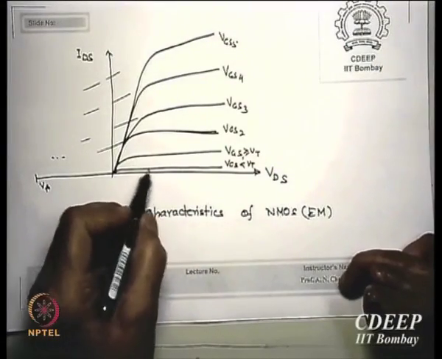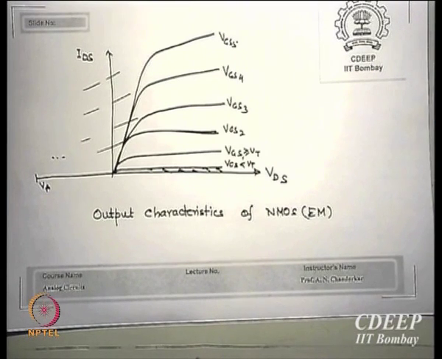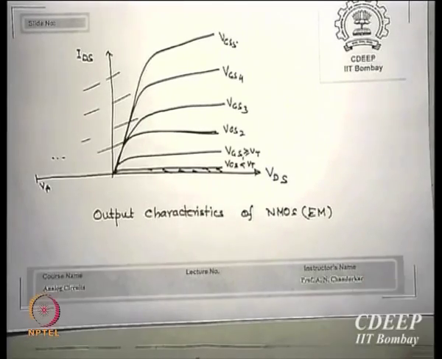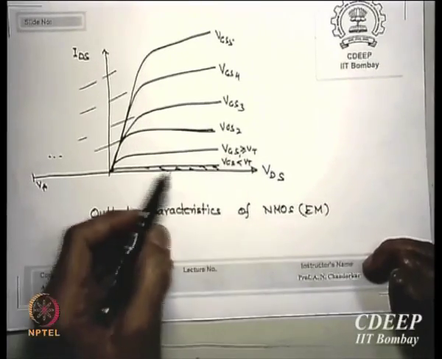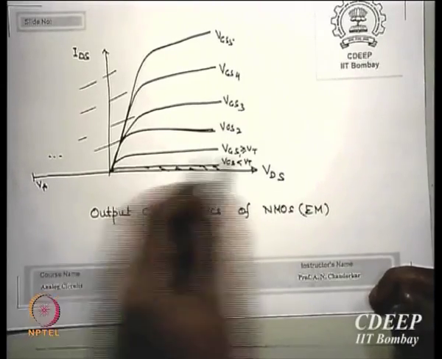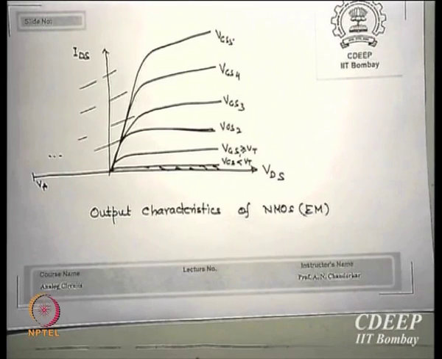So this region, which in digital we use very often, what is this region? VGS less than VT or roughly 0, the off state of the transistor. We say 0 current, but it is not 0, it is some finite small current. Then if I start increasing VGS further beyond VT, the inversion channel will exist and current, for a given VGS, will start to follow one characteristic. Now this essentially means if I increase VGS, I am going to increase IDS.